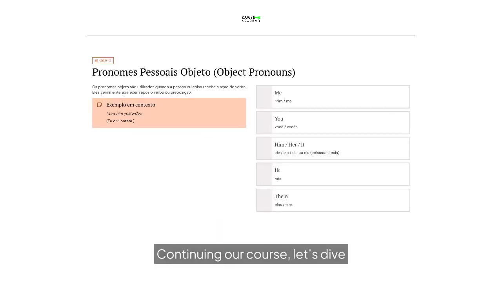Continuing our course, let's dive into object pronouns, which are just as crucial as subject pronouns. Remember how we discussed subject pronouns and their role in indicating who is performing the action. Object pronouns, on the other hand, are used when the person or thing is receiving the action of the verb. Think about it this way.